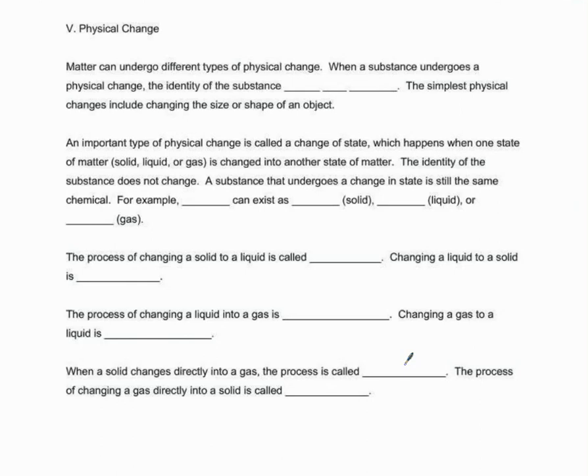We're talking about physical change today. Matter can undergo various types of physical changes, and it could be a handful of different things. An important thing to remember is that when a substance undergoes a physical change, the identity of the substance does not change.